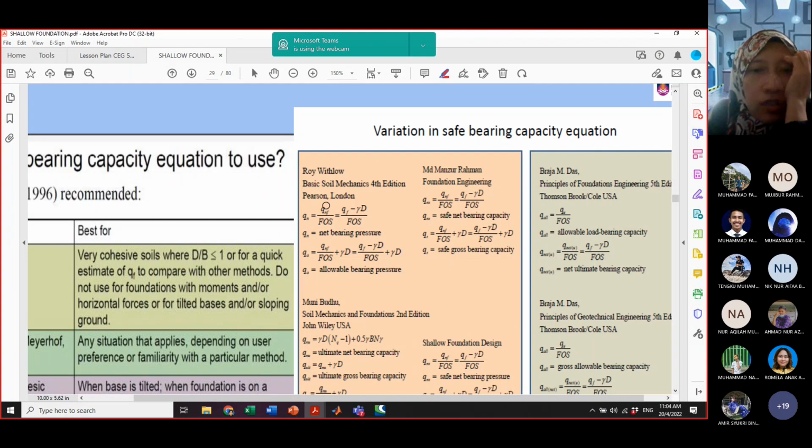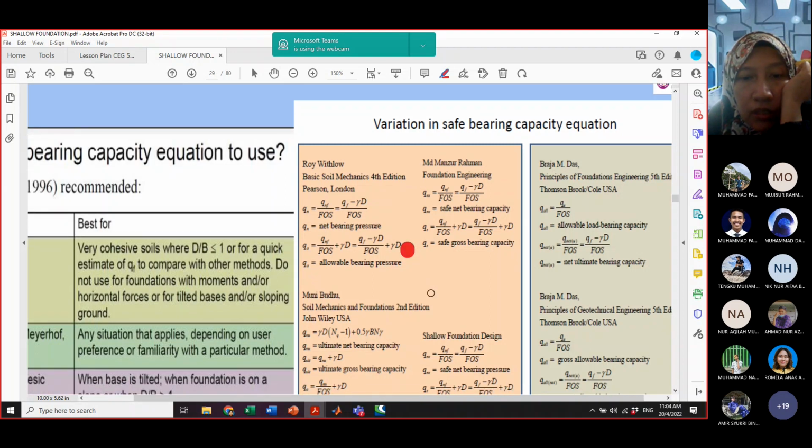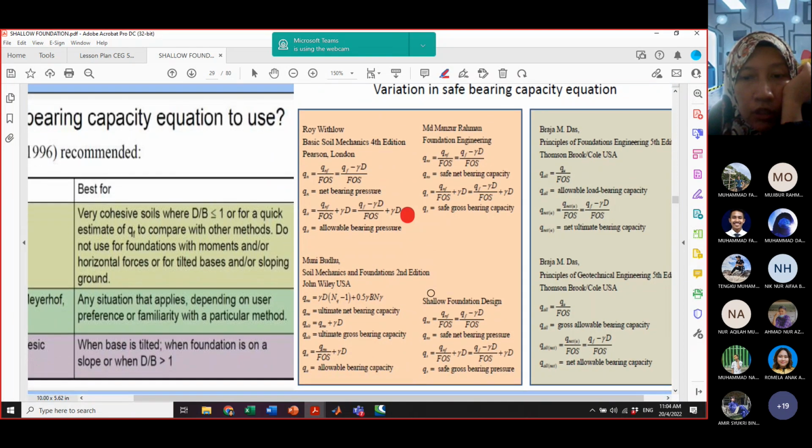So bila sebut net ni maknanya you kena tolak antara ultimate bearing capacity QF tolak dengan overburden pressure. So itu untuk net. Kalau allowable, this is how it is calculated. Okay, ada perbezaan yang mana setengah buku dia menggunakan allowable bearing capacity tu sebagai Q ultimate QF bahagi terus dengan FOS. Tapi jarang-jarang sangatlah benda tu diguna pakai. Yang selalu kita akan jumpa these things lah.